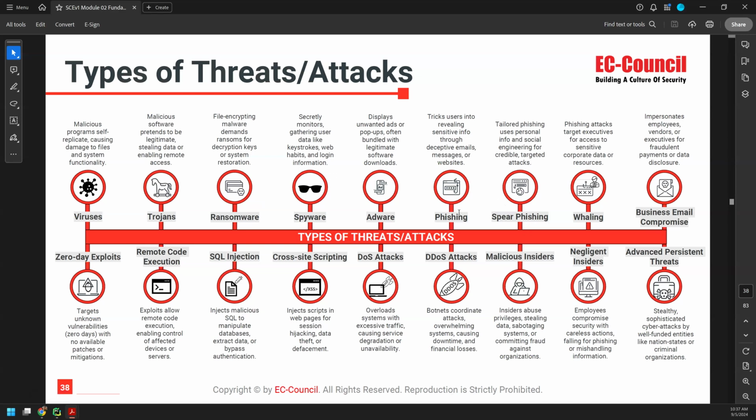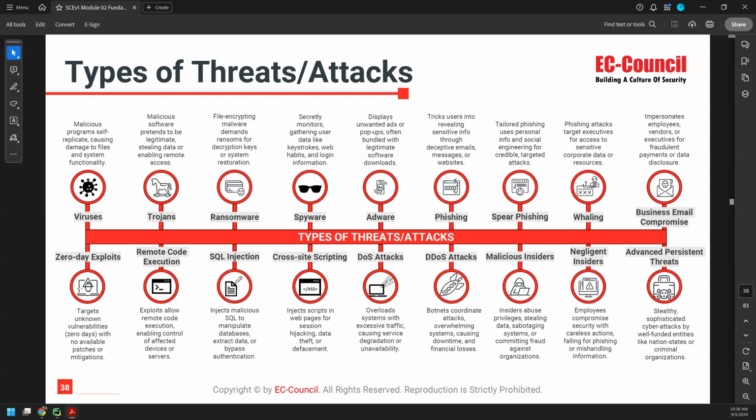Let's see here. Phishing and spear phishing. Again, the main difference is that these are really tailored phishing attacks that use personal info to give some kind of credibility. So instead of a generic "give us your info" message, it's your boss asking you to give the info. And then, of course, whaling is really targeting executives for access to sensitive corporate data or resources. This is where you go after the CEOs or the vice president of finance.